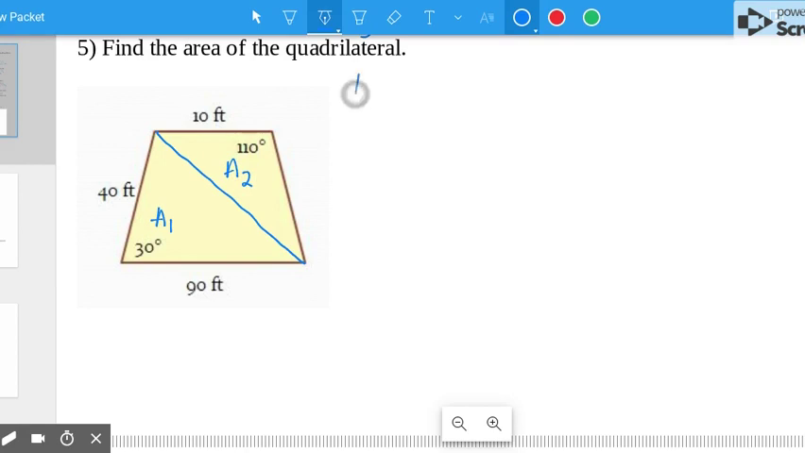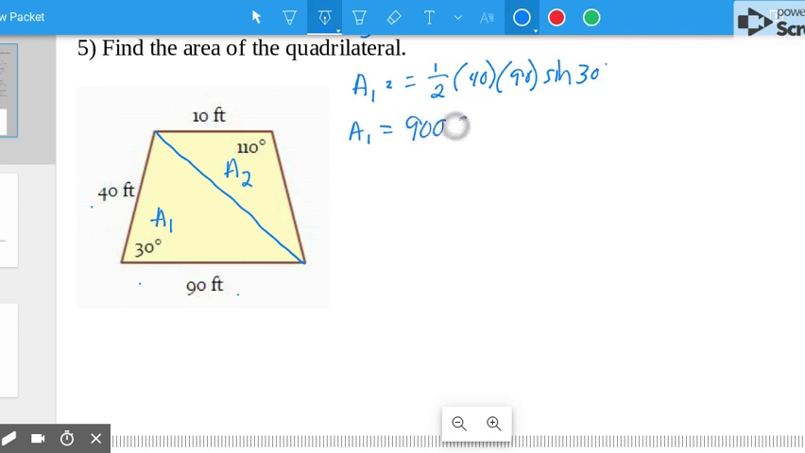Now, triangle 1, I have side, angle, side. So in that case, I can go directly to the 1/2 formula that's on your formula sheet. So in this case, we have 1/2 times one of the sides, 40, times the other side, 90, times sine of, in this case, 30 degrees. And again, this becomes calculator work, and it actually is an exact value of 900. And we're working with area, we're in square feet.